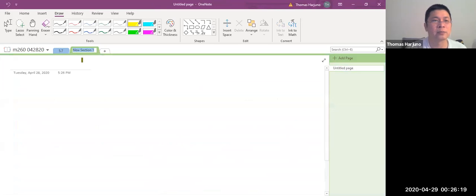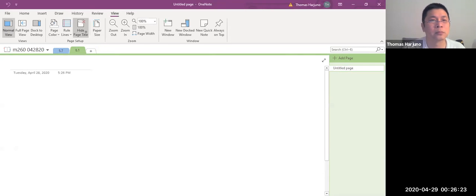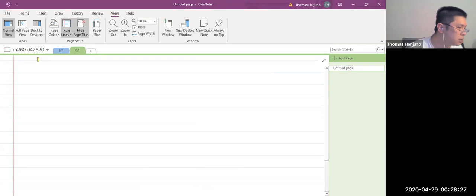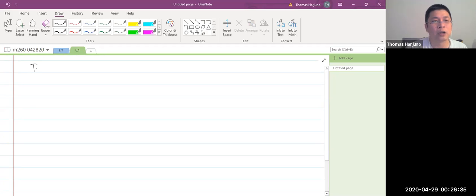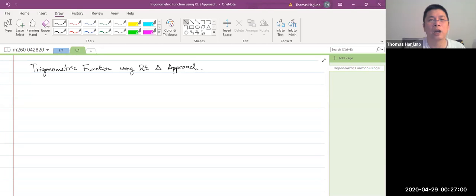Now let's go to chapter 6. So chapter 6 is on trig functions on acute angles. I prefer to say trigonometric functions using the right triangle approach. So suppose I have a triangle, a right triangle, let's say the vertices are vertex A, B, C, and right angle at angle C.